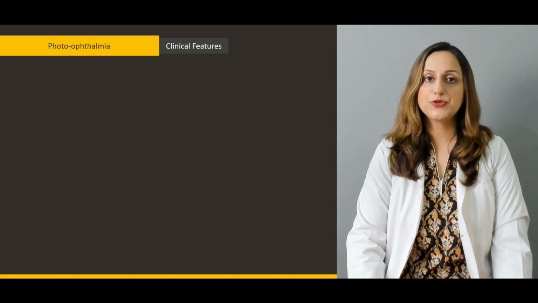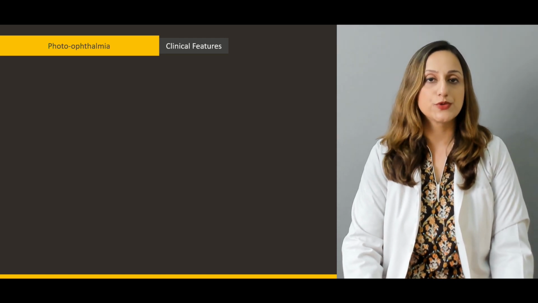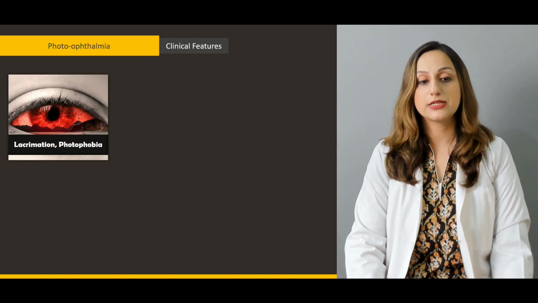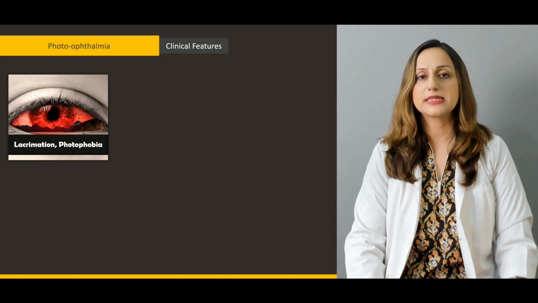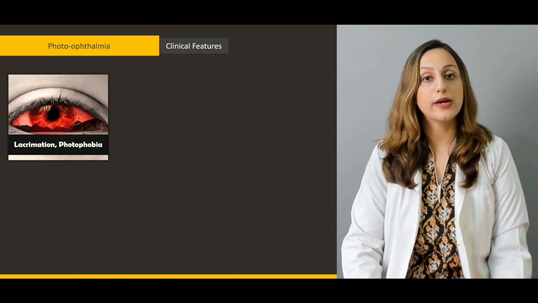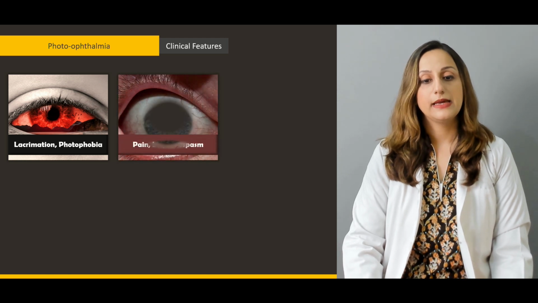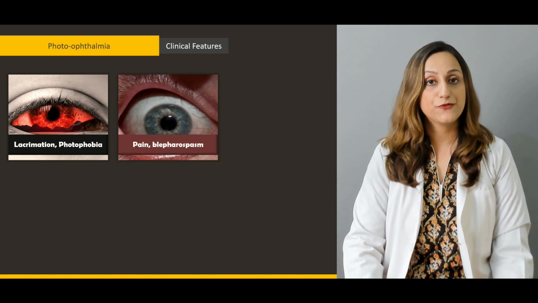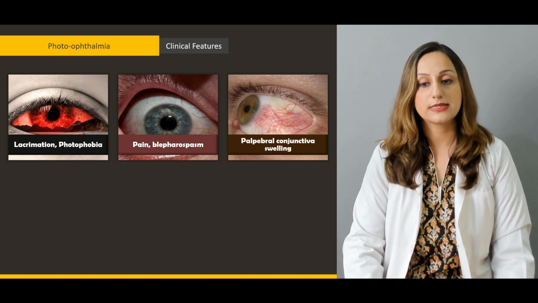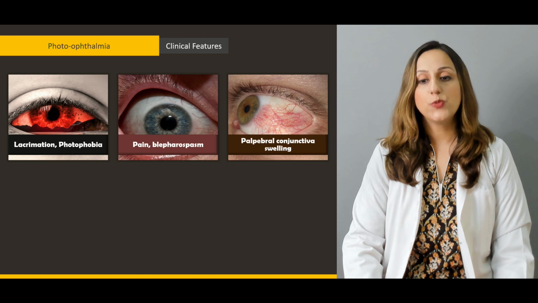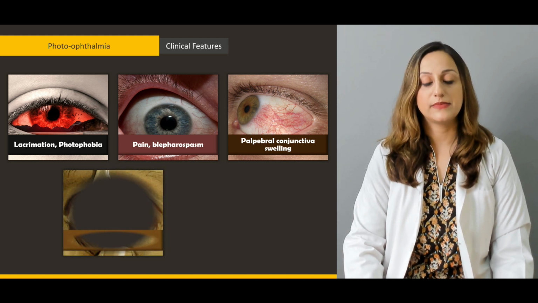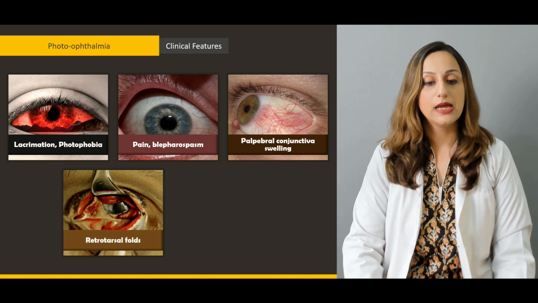The typical history would be the exposure to all of those ultraviolet rays, and the clinical features would basically consist of lacrimation, that is basically excessive lacrimation. The patient would give you a history of photophobia and pain and blepharospasm. So the pain would be an extreme kind of pain that the patient is suffering from, as well as there would be a palpebral conjunctival swelling that would be observed in the patient.